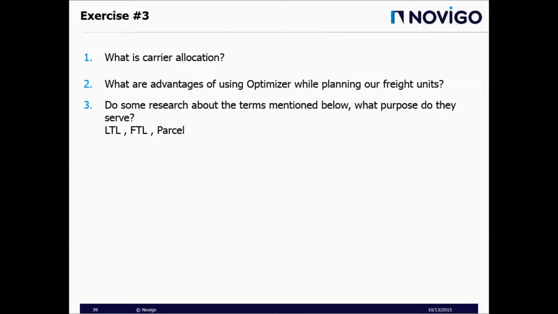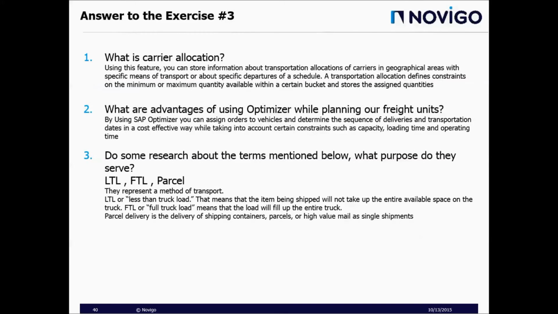I have prepared some exercises based on the lecture we just went through. Exercise number 1. What is carrier allocation? Exercise number 2. What are the advantages of using optimizer while planning our freight units? Exercise number 3. Do some research about the terms mentioned below. What purpose do they serve? LTL, FTL, and parcel. In this slide, you can see the answers for those questions.